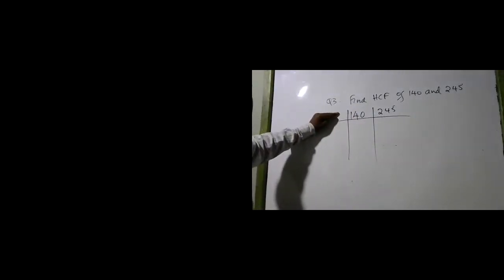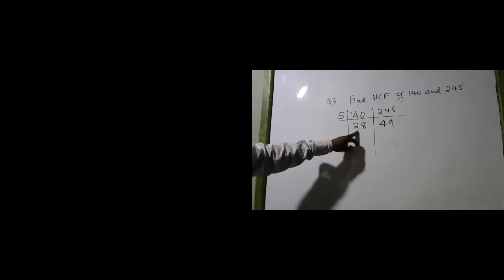You can see these two numbers are multiples of 5. You can divide by 5. You can even use your calculator. What is 140 divided by 5? We get 28. Then 245 divided by 5 is 49. Another common factor for 28 and 49 is what? 7. So 28 divided by 7 is 4, and 49 divided by 7 is 7. So there's no common factor that can divide 4 and 7.